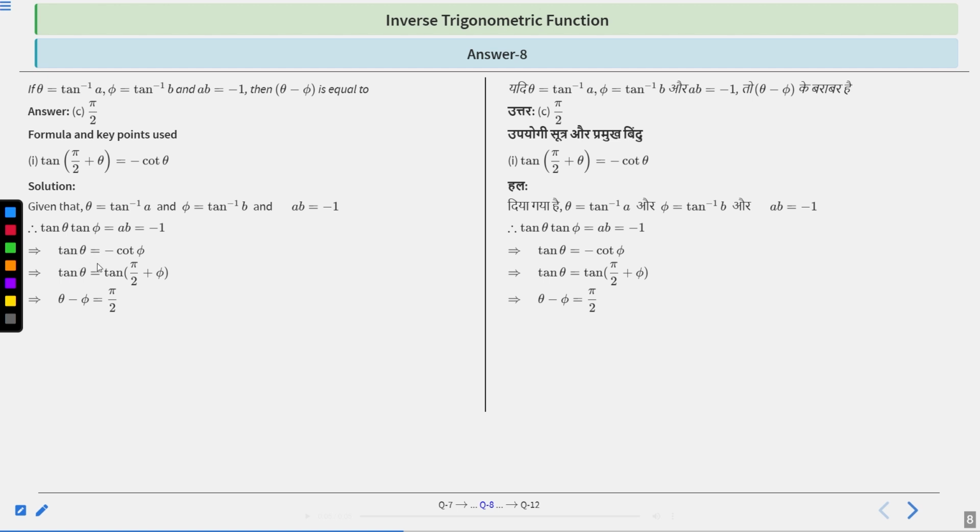Therefore, tan theta is equal to minus cot phi. Right, therefore, tan theta is equal to tan of pi by 2 plus phi. Clear? So, theta minus phi is equal to pi by 2. Right, theta minus phi is equal to pi by 2. Clear? Now, right, so option C would be the right choice. Theta minus phi is equal to pi by 2.